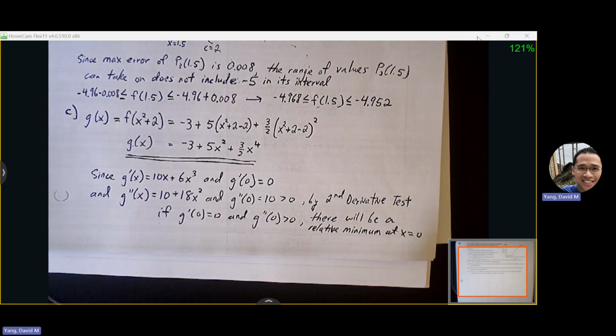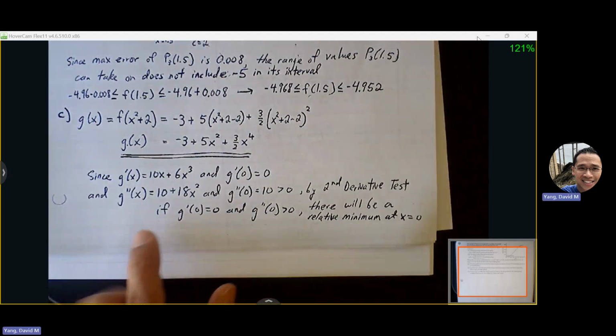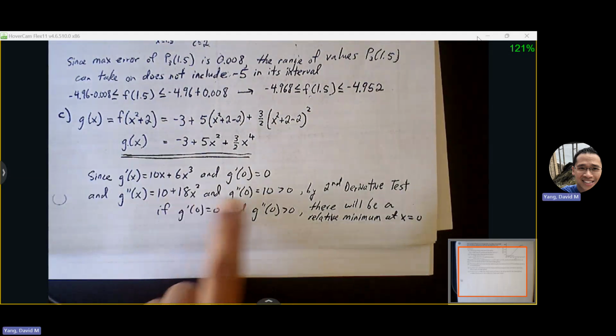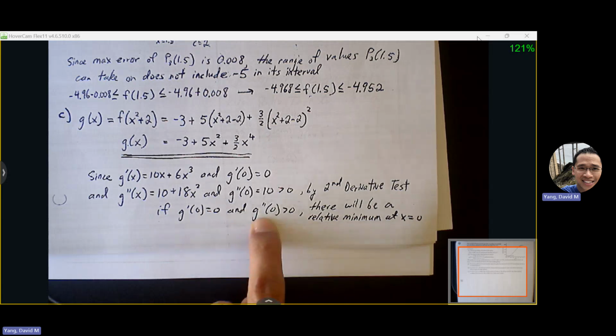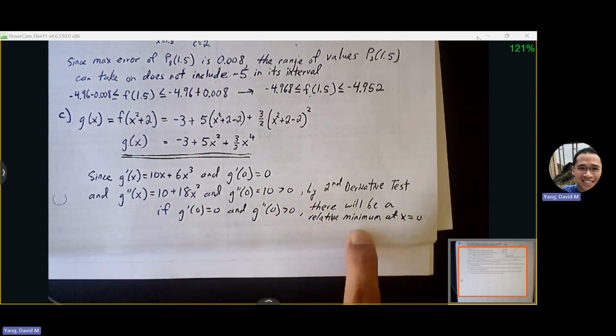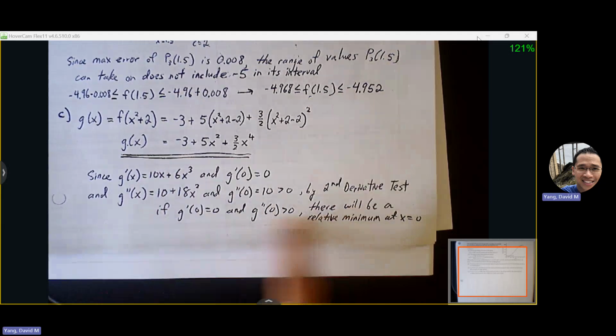And then show that g must have a relative minimum at x equals 0. This is using the second derivative test, where if I can show that g double prime of 0 is positive, then we're dealing with concave up. And if my graph is concave up and my slope is 0, I must be staring at a relative minimum. So this is the second derivative test here.